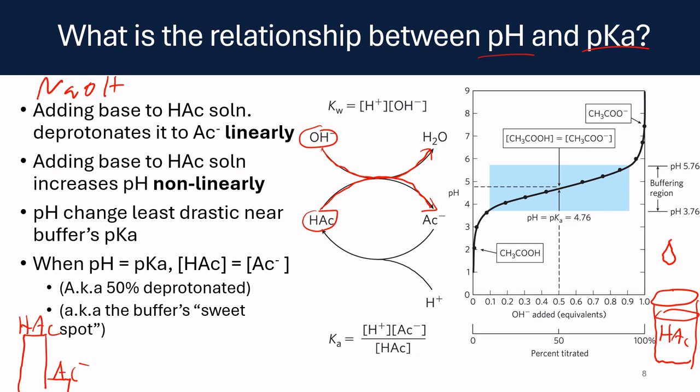This process, by the way, is linear. We add in 10 hydroxide ions, 10 acetic acid molecules will get neutralized. If we do 100 million moles, then 100 million moles will also be neutralized.